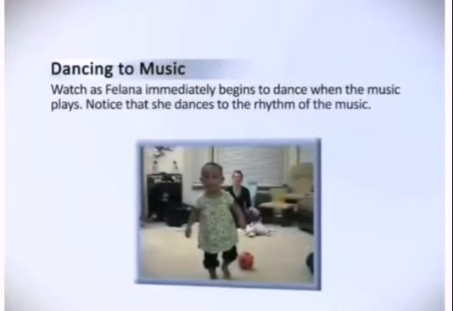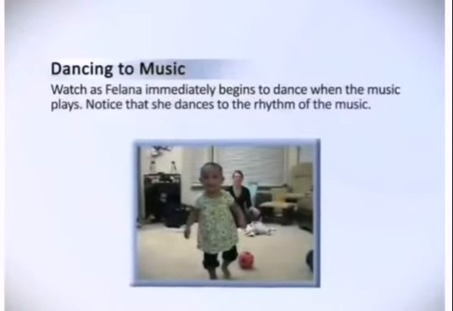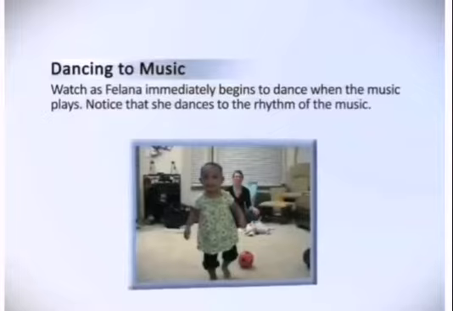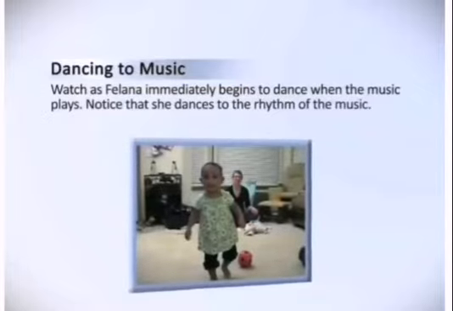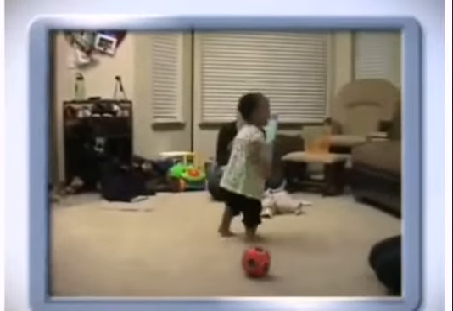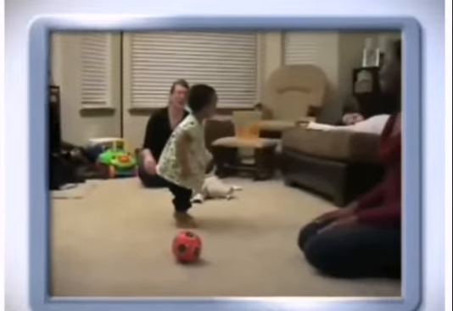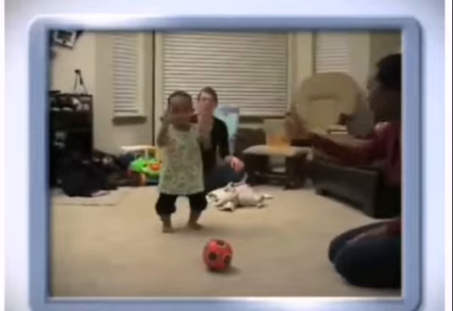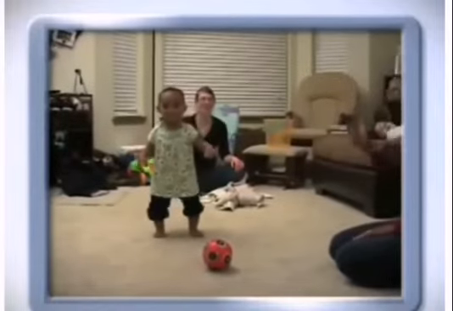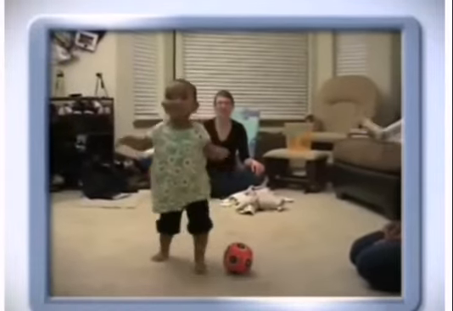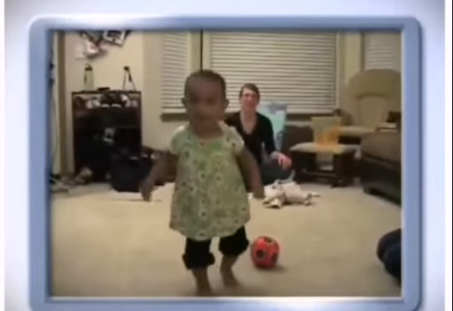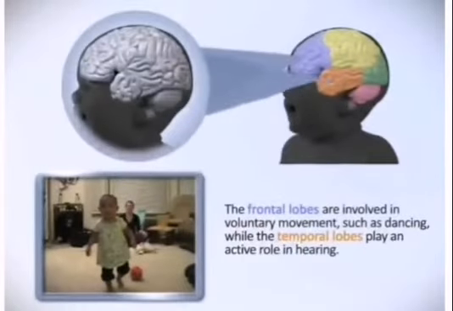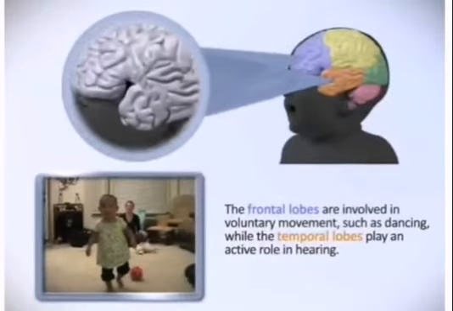Watch as Falana immediately begins to dance when the music plays. Notice that she dances to the rhythm of the music. The frontal lobes are involved in voluntary movement, such as dancing, while the temporal lobes play an active role in hearing.